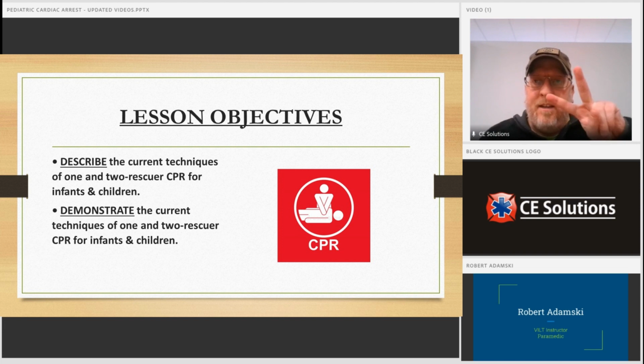We have two main lesson objectives for today. First, we're going to describe the current techniques for both 1 and 2 rescuer CPR for our pediatric patients, for both infants and children. Number 2, we're going to demonstrate the current techniques of 1 and 2 rescuer CPR for infants and children.